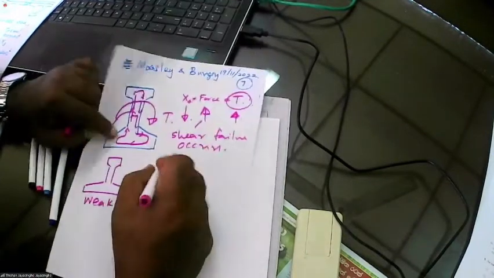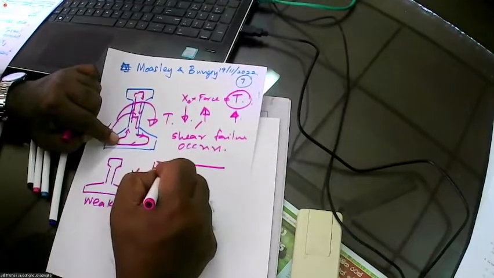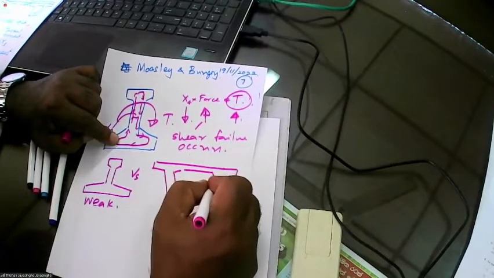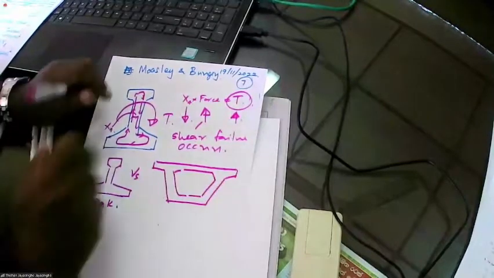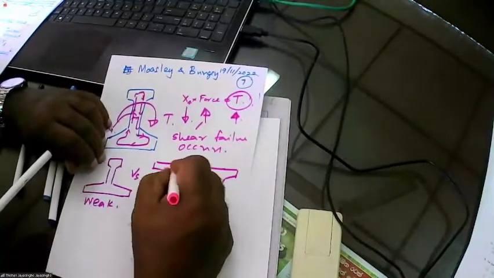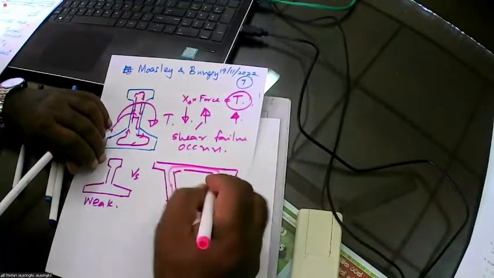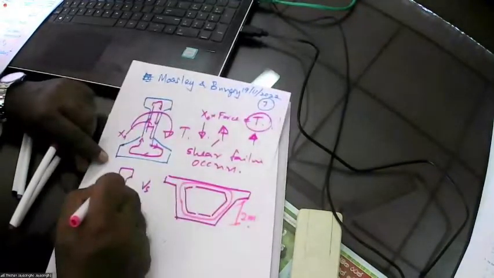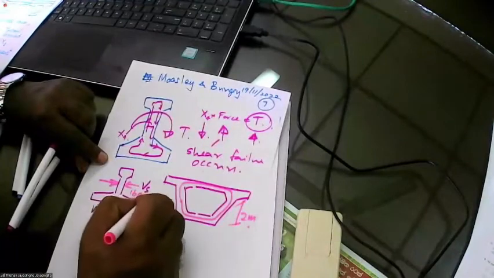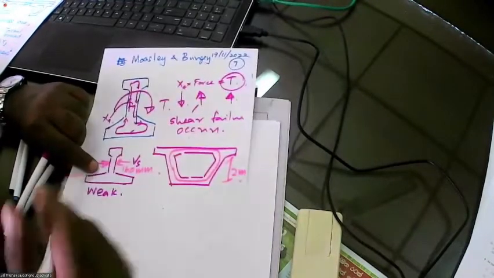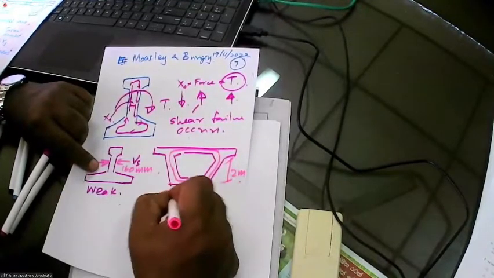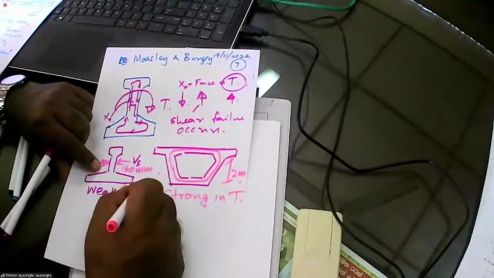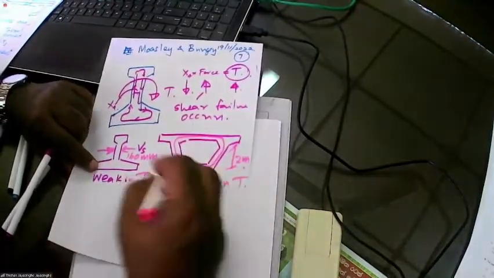But consider this type of section versus this. How does the torsional flow occur? Torsion flows like this, and this can be about 2 meters, and here it's only about 160 millimeters. So what happens? This is very strong in torsion, and this is weak in torsion. That's why we like this type of section.